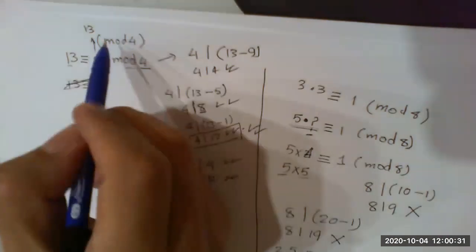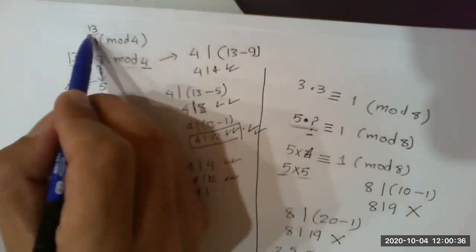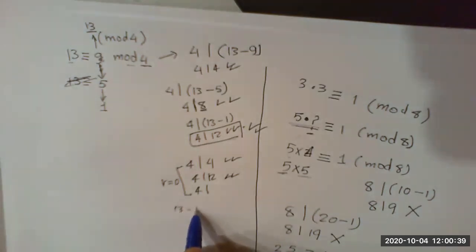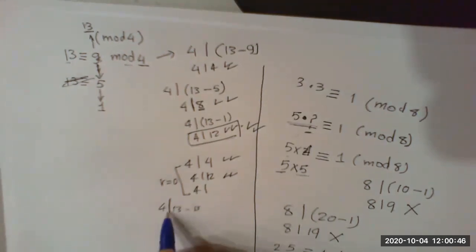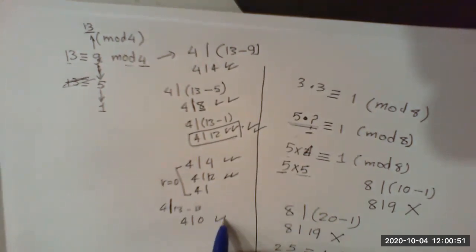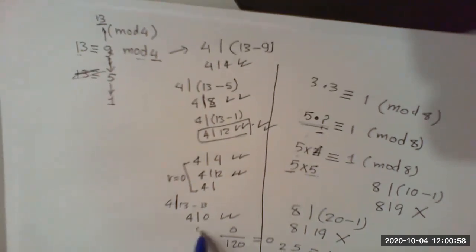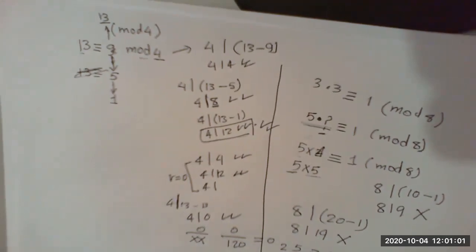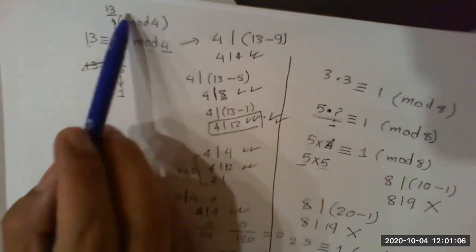So I can add 4 to 9, this is going to give me 13, and 13 minus 13 is 0, which 4 divides, of course, because 0 divides any number. I told you, this is a property of that sign. As you know, 0 over, for example, 120 is going to give me 0. 0 over x, anything, is going to give me 0. So it's going to work. 4 divides 0.